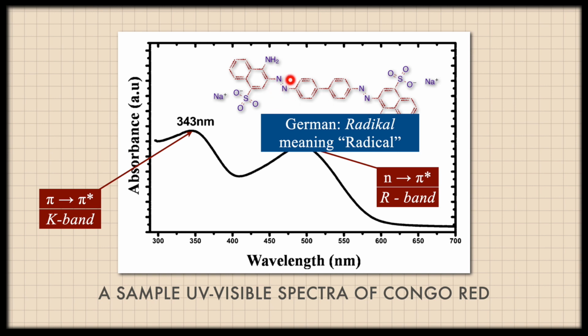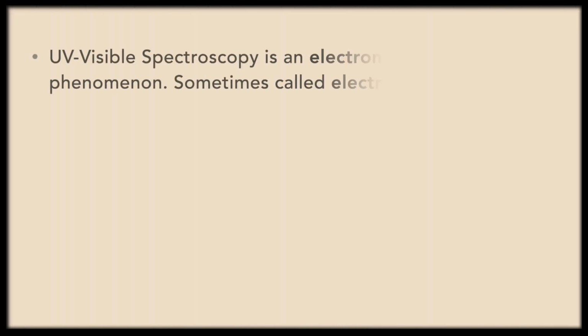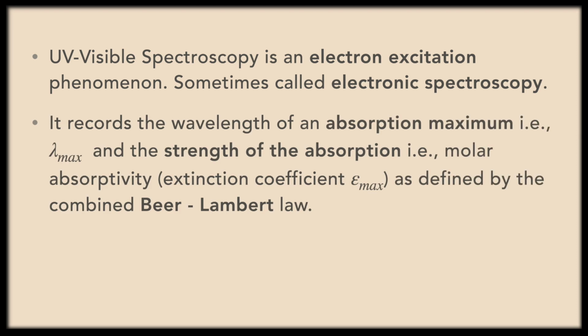So this can also undergo n to pi star transition. Now UV visible spectroscopy is an electron excitation phenomenon, so sometimes it is also called electronic spectroscopy. You know that it records the wavelength of an absorption maximum, just like we have seen in that graph. So you have the absorption maximum.